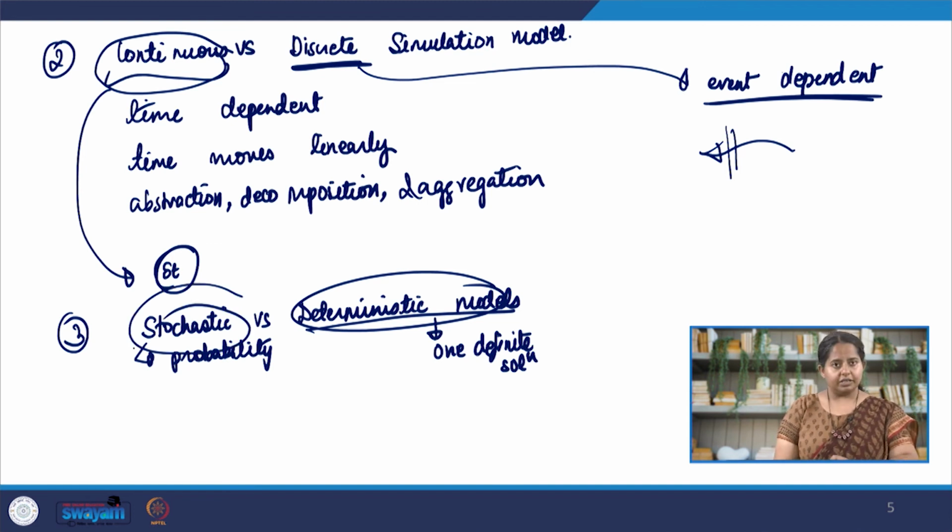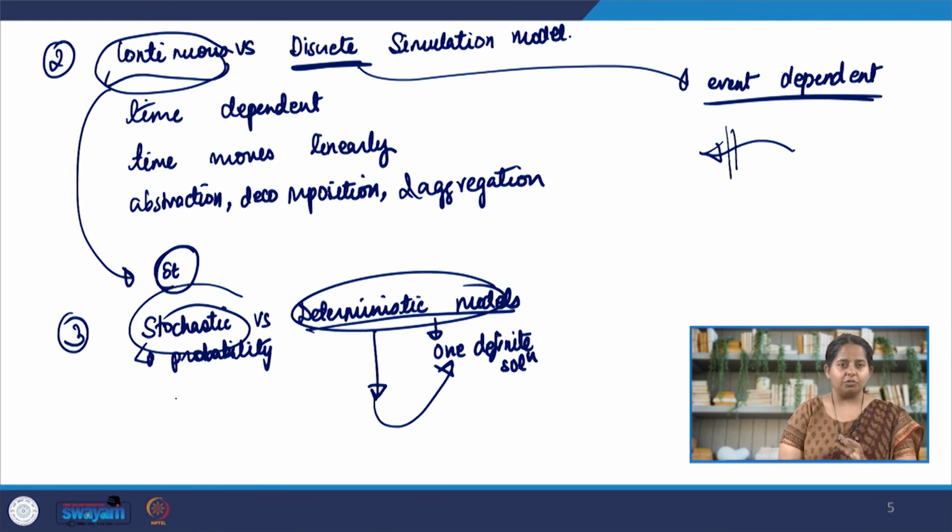The other thing to understand about stochastic versus deterministic models is that in deterministic model, no matter how many times I run the model, I always arrive at that one definite solution. But because stochastic models are probability based, there's a possibility that every time I run the system, there is a slight difference in the output or even a significant, substantial difference in the output.